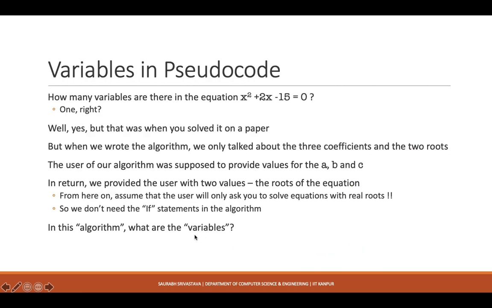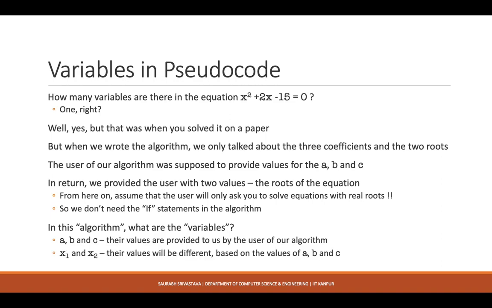So now the question is, in this algorithm that we wrote, right? We continued and then wrote a pseudocode for it. In this algorithm, what exactly are the variables, right? So a, b, and c, these are the things that are going to vary, right? I mean, the user is going to provide us different values for this, and based on that, we are going to calculate the roots. The roots, we call them as x1 and x2.